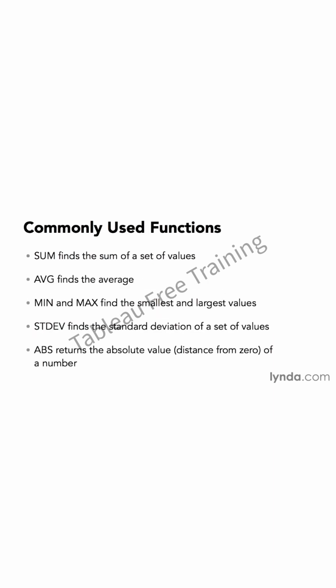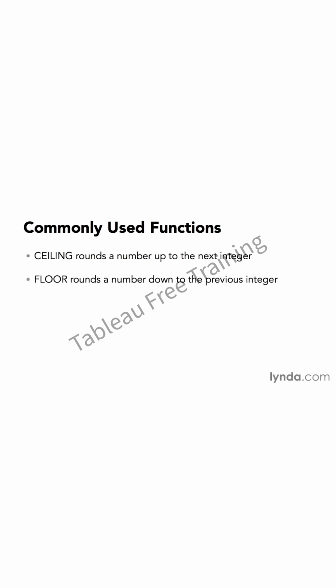Next is ABS, which returns the absolute value or distance from 0 of a number. So the absolute value of 6 would be 6, where the absolute value of -5 would be 5. Ceiling rounds a number up to the next integer. So if you have 23.1, that would be rounded up to 24. And floor rounds a number down to the previous integer. So if you have 23.9, that would be rounded down to 23.